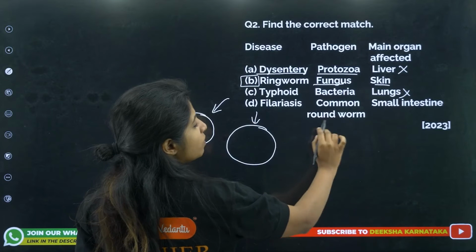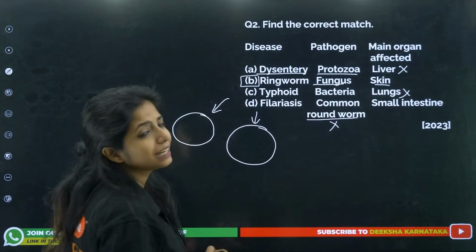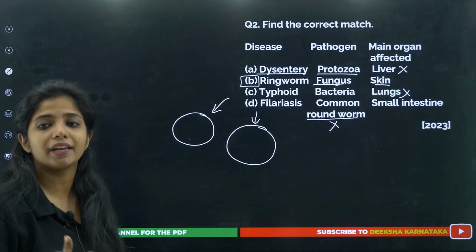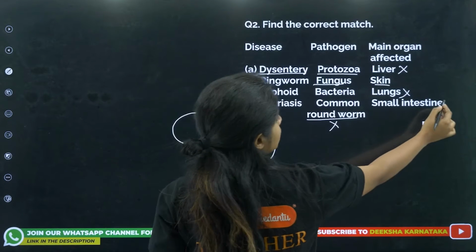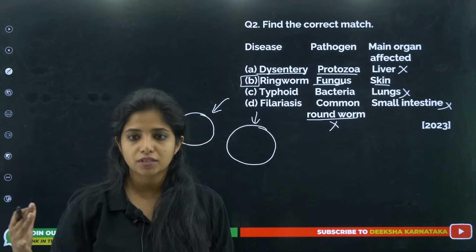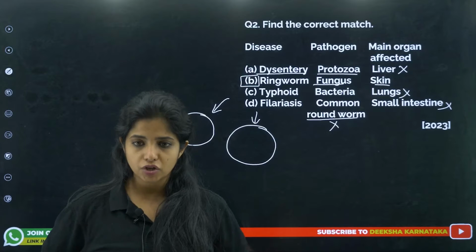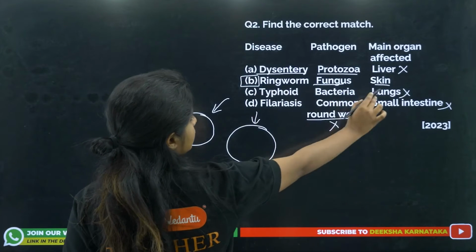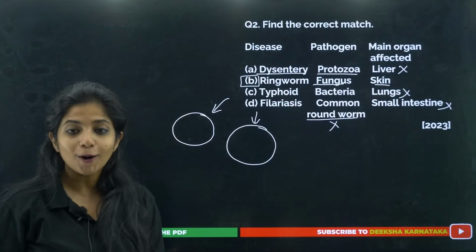Filariasis is caused by common roundworm. No, it is caused by filarial worm. Common roundworm is Ascaris and the disease that causes is Ascariasis. Is it affecting the small intestine? No, filariasis is a disease that affects your lymphatic system and the genital organs in general, the lower limb and everything. Okay, so this again is wrong. The thing that is correct is B option.